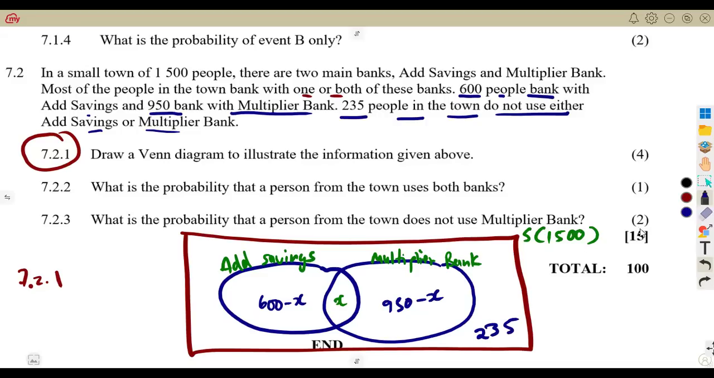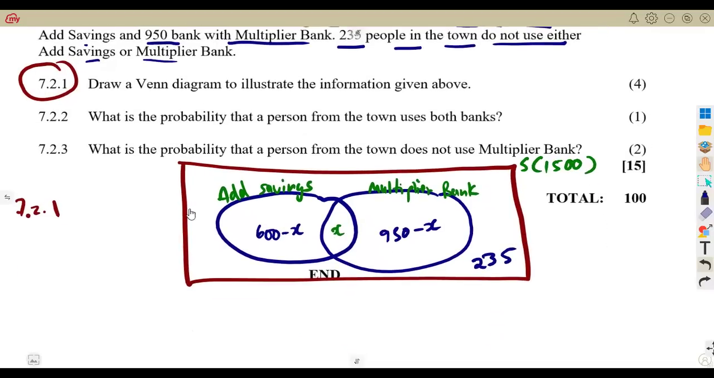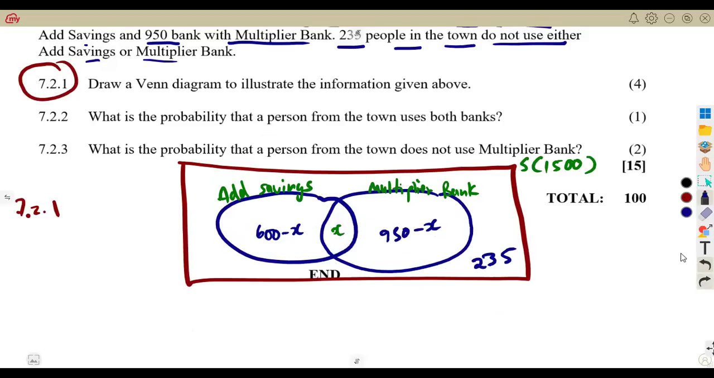So as you can see, we have a Venn diagram, but it's not complete. And they are not even asking you about finding this number in another question later on. They're asking about the probability of finding those who use both banks. 1 mark, meaning to say they want you to calculate everything. They want you to solve everything there. So how are you going to solve everything?